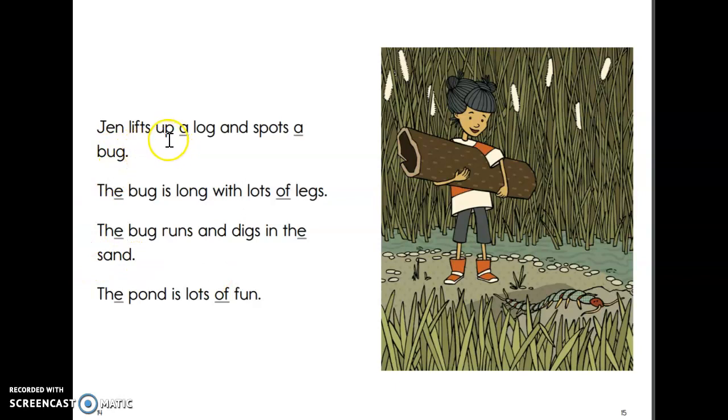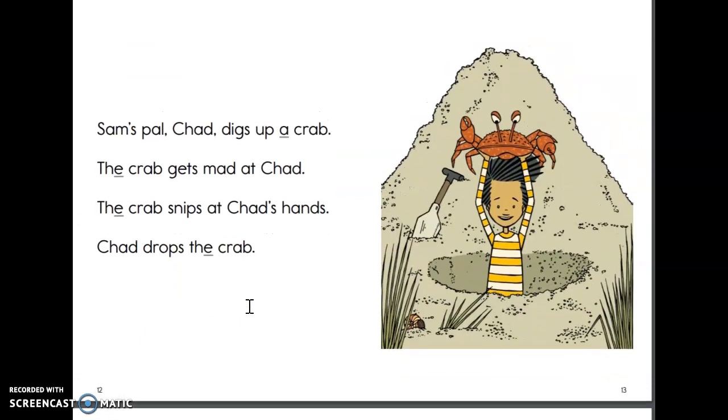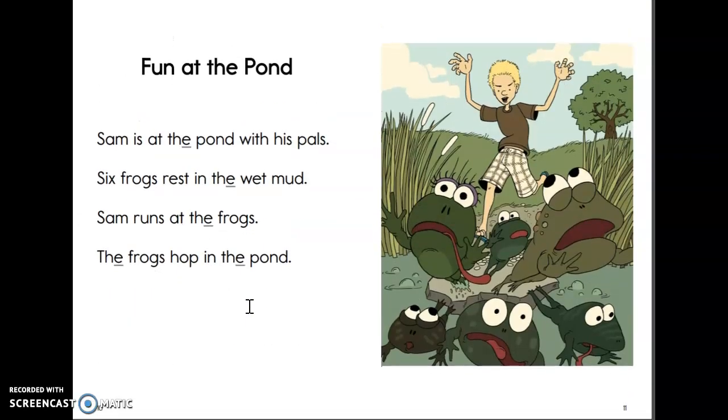Jen lifts up a log and spots a bug. The bug is long with lots of legs. The bug runs and digs in the sand. The pond is lots of fun. And now it's going to be your turn to read it by yourself. If you have an adult or a big brother, big sister around who can listen to you read, take a moment to pause this video, get them there, and then press play when you're ready to go.